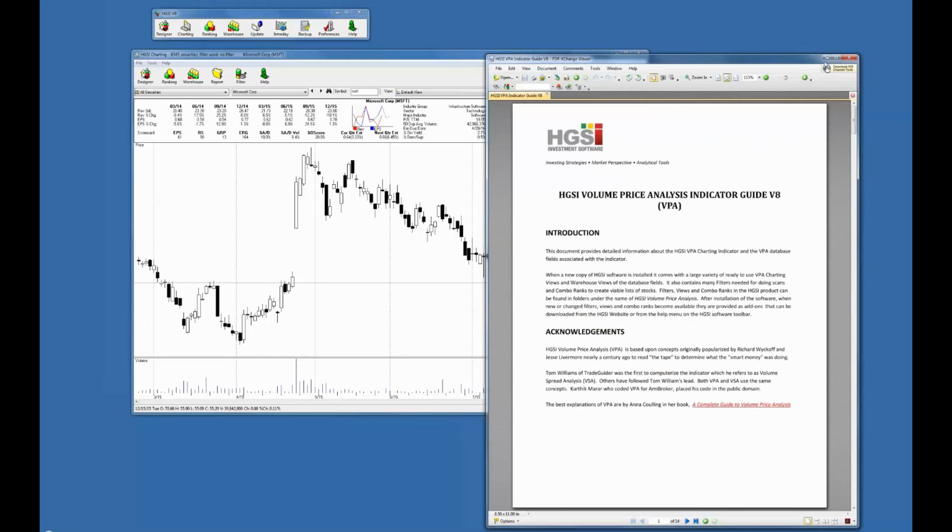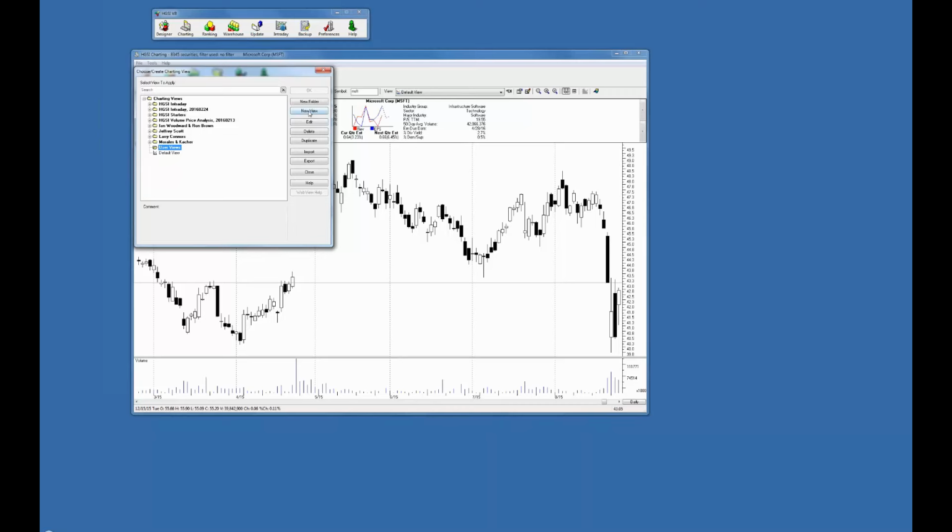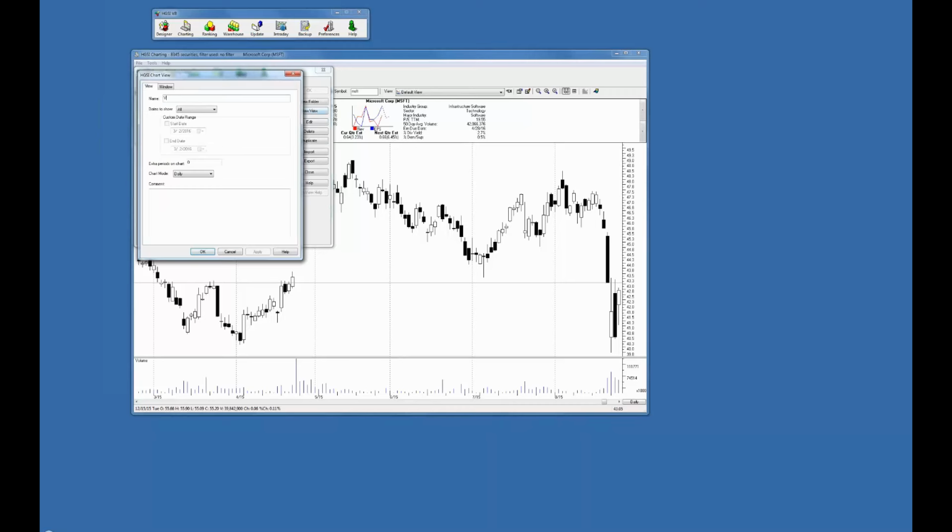We're going to make a new view. I'm going to create a new view under my user views and call it VPA. Now, the VPA indicator, unlike most of our indicators, works best on a black background screen. Most of our indicators, our charting was designed around white screens, but that's kind of gotten out of vogue these days. It's one of our older things.